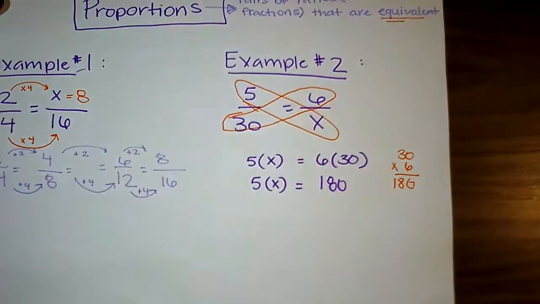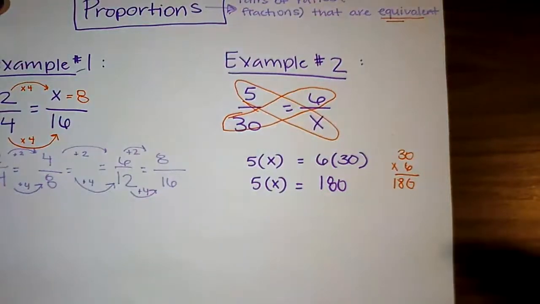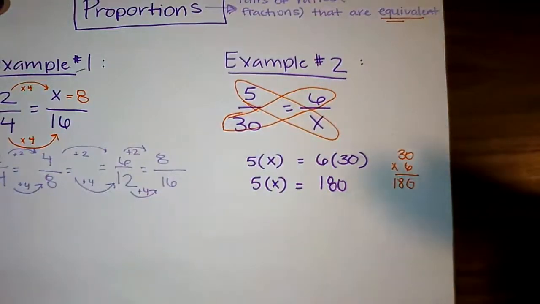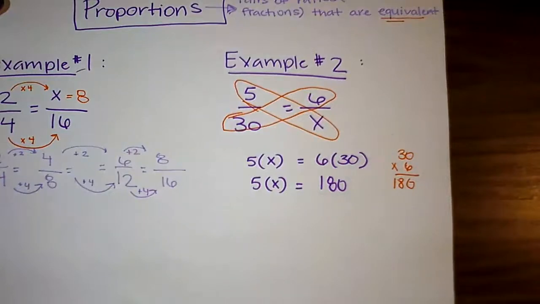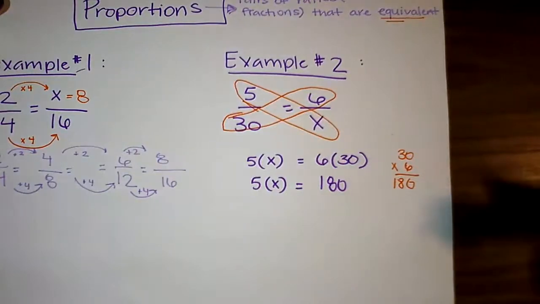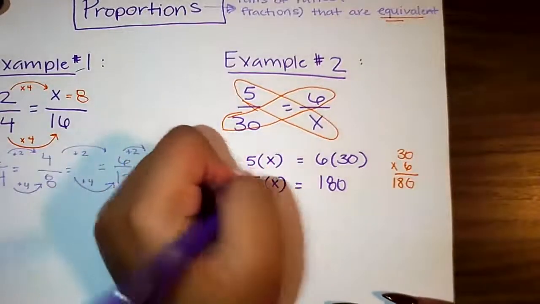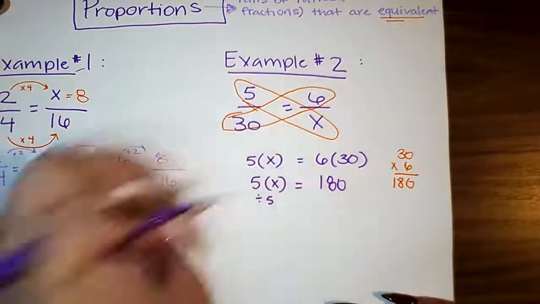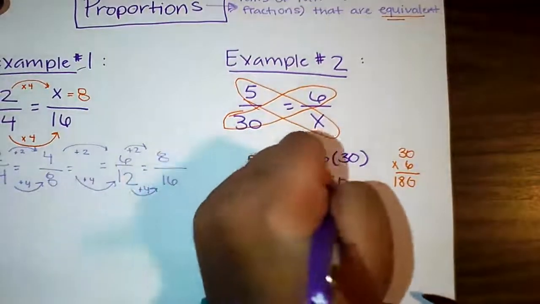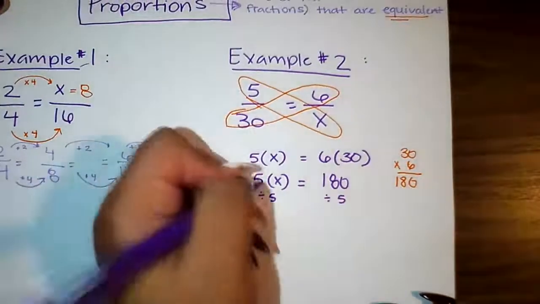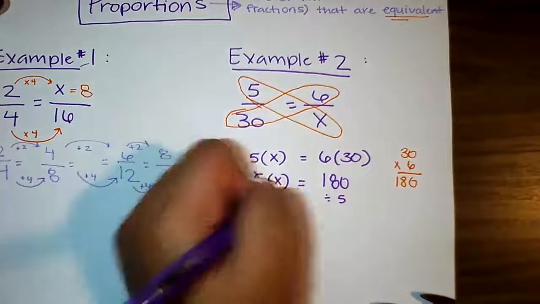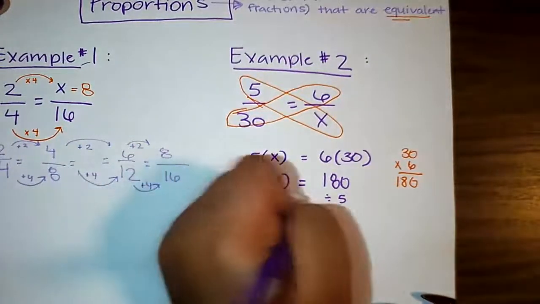Well, after I cross multiply, I want to divide. Again, you first cross multiply, then divide. After you cross multiply, you divide. So I'm going to divide to get that unknown by itself. So I'm going to divide both sides by 5. Well, 5 divided by 5 goes away and that just becomes x.